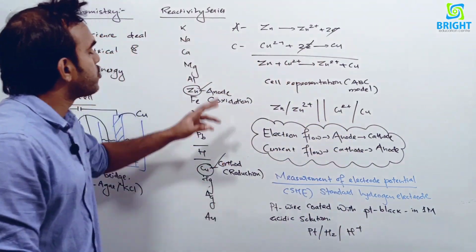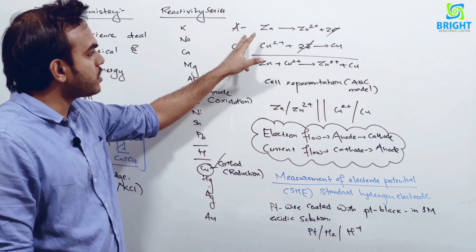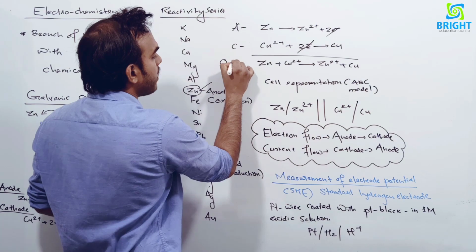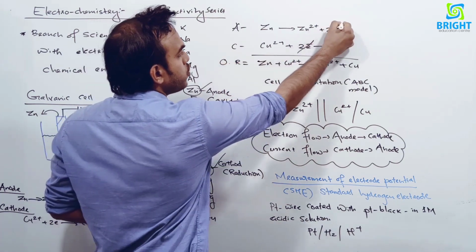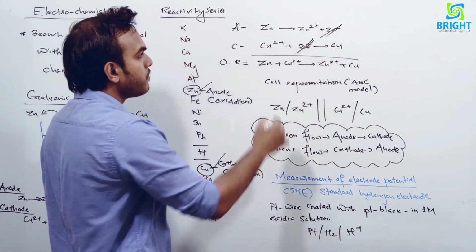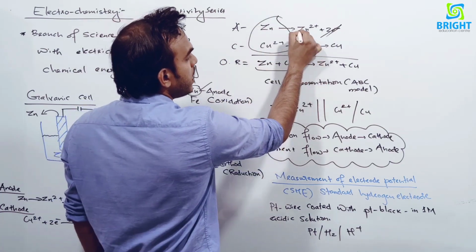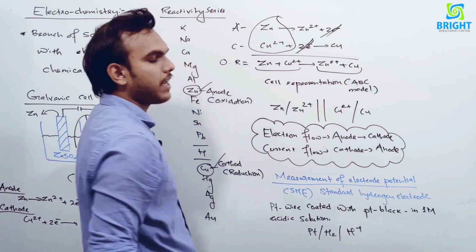See here guys, now we already know the reaction at the anode and the reaction at the cathode. So we are calculating the overall reaction. In the overall reaction, the 2 electrons will be cancelled. Then you add the reactions on the left side, that is Zn plus Cu2+ will give Zn2+ plus Cu. This is the overall reaction.